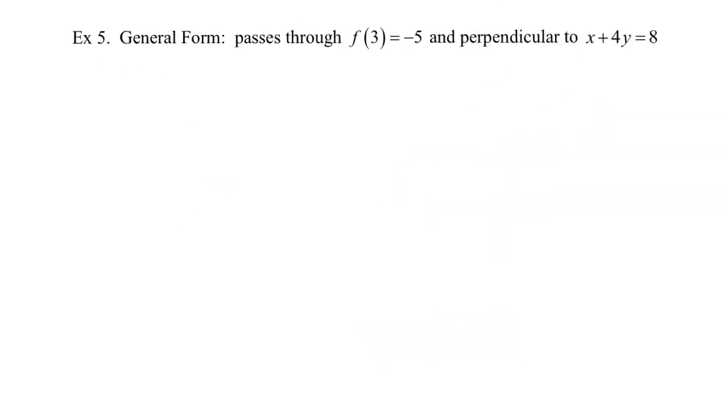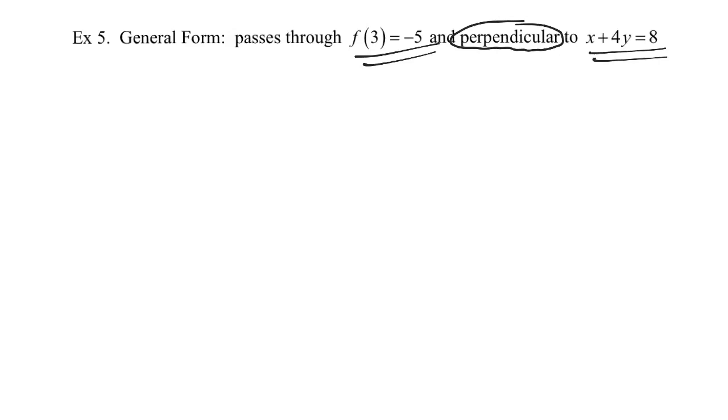Okay, example 5 is similar to the previous two, except now we see that we want to write in general form, which again, we're not going to start from general form. We're going to start from point slope form, which is how we always begin, and then transform it to look like general form. We're given a point that our line passes through, and now we are told that our line is perpendicular to this line.